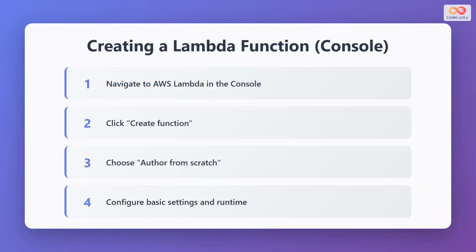Creating a Lambda function through the AWS Console is straightforward. Start by navigating to the AWS Lambda service in the AWS Management Console. Once you're there, click on the Create Function button. You'll see multiple options, but for beginners, choose Author from scratch, which lets you start with a blank template. Finally, you'll need to configure basic settings like the function name and select your preferred runtime environment, such as Python or Node.js.